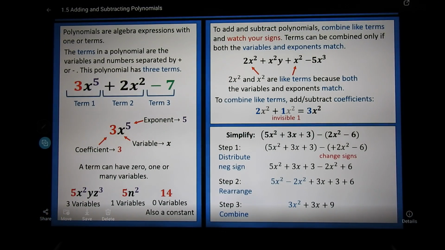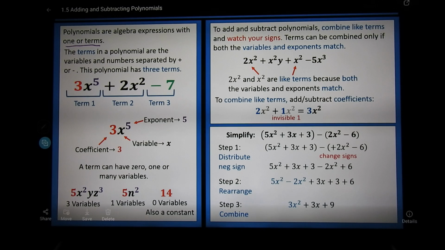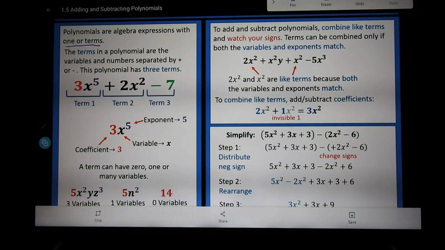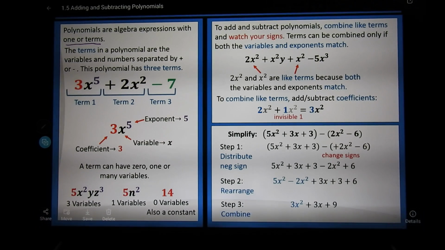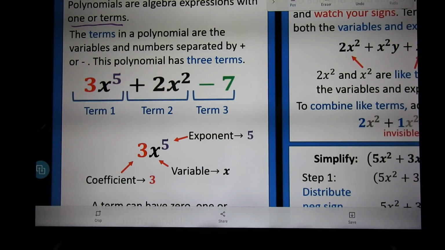Okay, so first I want to make sure we review what a polynomial is and what the terms of polynomials are. This is a very important idea. So we said polynomials were algebraic expressions with one or more terms. I'll just make this a little bigger. With one or more terms.